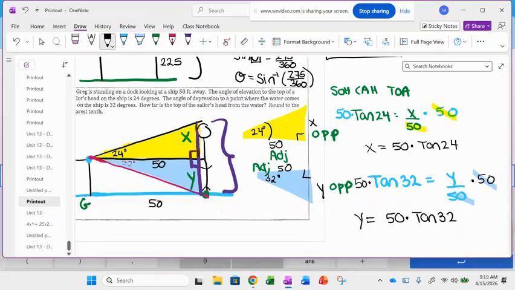So, how far is the top of the sailor's head from the water? 53.5 feet is our answer.